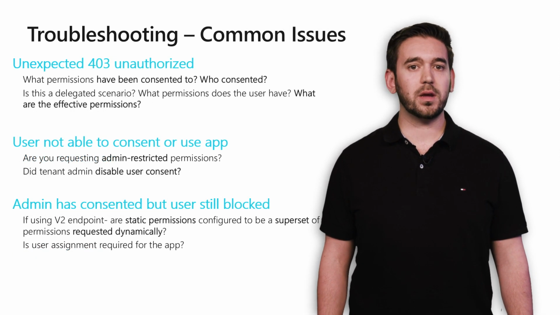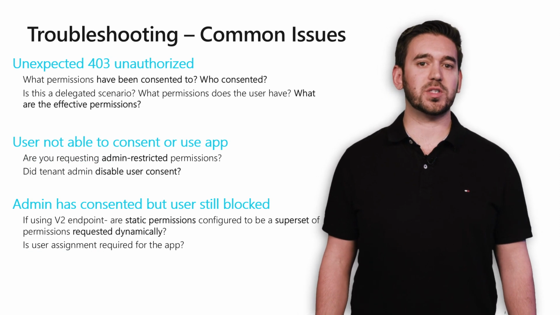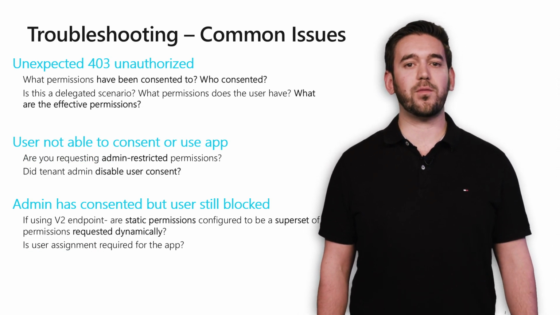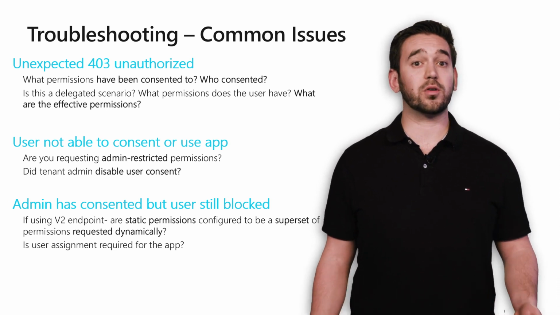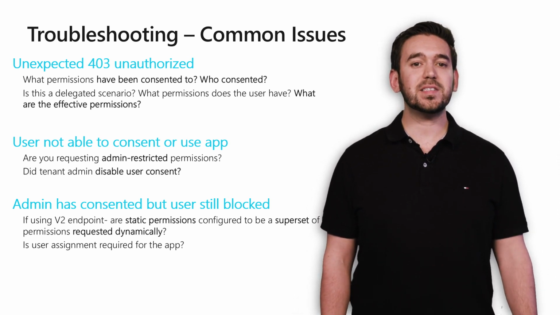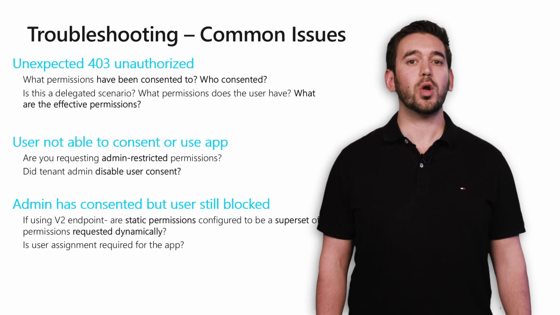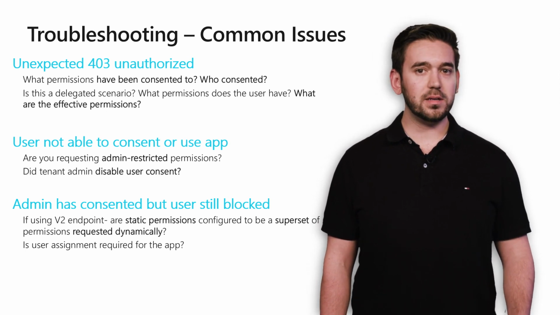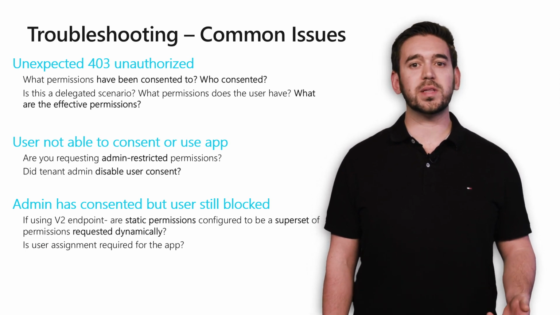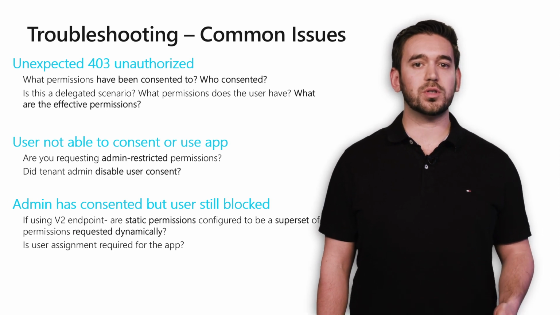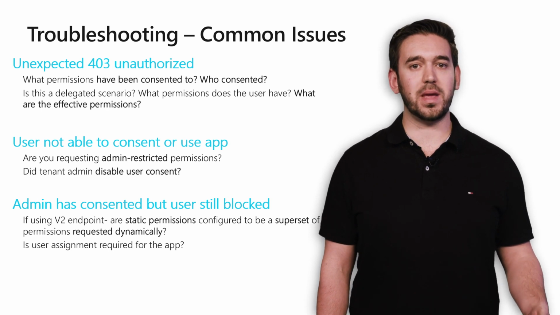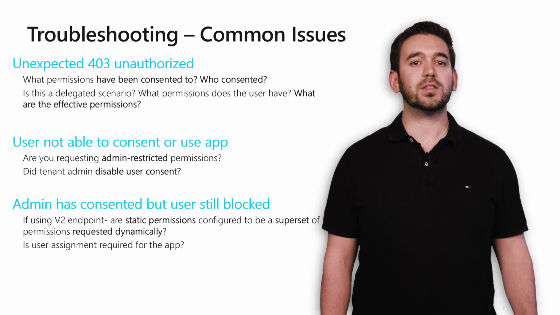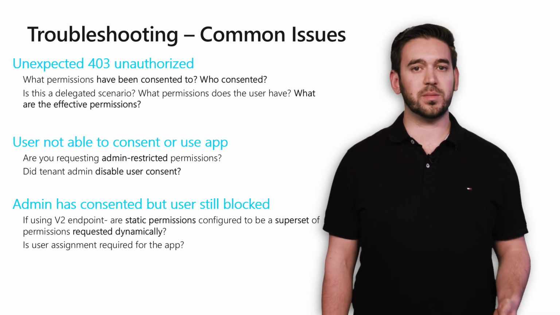To get more specific, one of the more common issues we see in this space is when a developer is getting a 403 unauthorized unexpectedly when they actually expect all of their calls to succeed. In this case, it's important to understand what permissions have been requested, consented to, and who consented to those permissions. It's also good to know whether these things actually map to the specific call the app is making, which is failing.